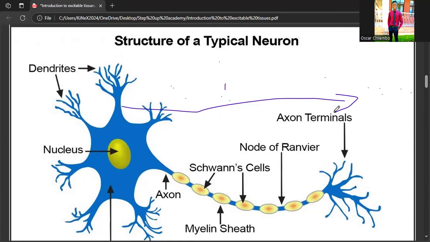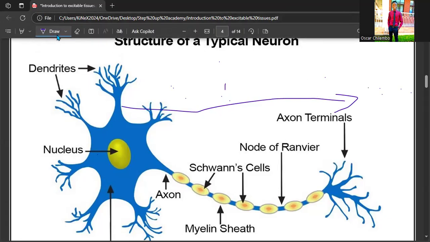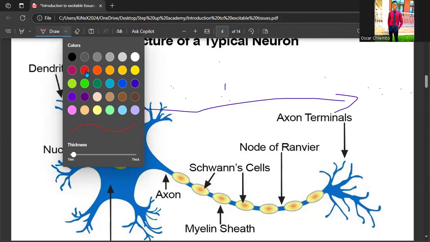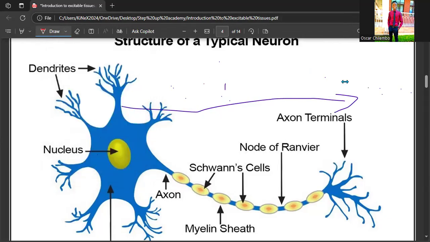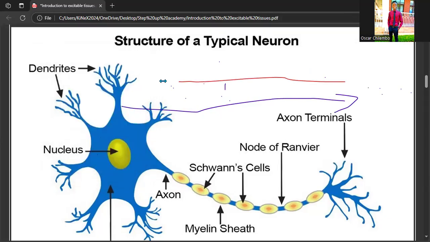It needs to move from the dendrites going to the axon terminals. However, there are some instances when it moves backwards. It moves from the axon terminal coming toward the dendrite. This we call the retrograde. Okay, the retrograde. So let's hope everyone is clear there.